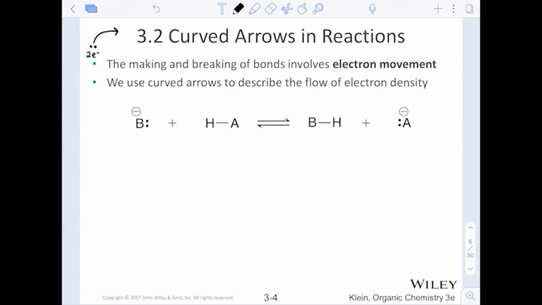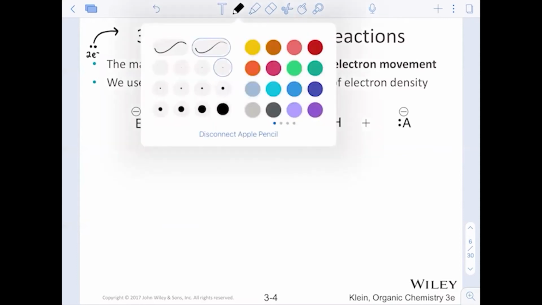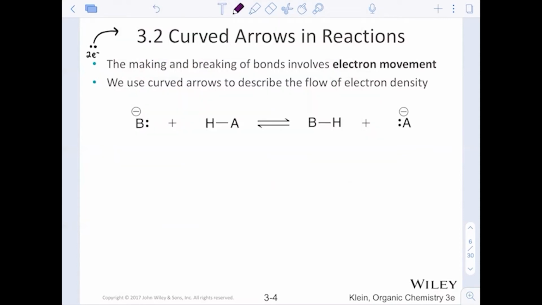It's going to be fantastic. So let's go ahead and get some movement. We have a base and we have an acid. We're just going to use the generic B and HA right here. We have a conjugate acid. That's what results after the base picks up the proton. And we have the conjugate base, which is resulting after the acid lost the proton.